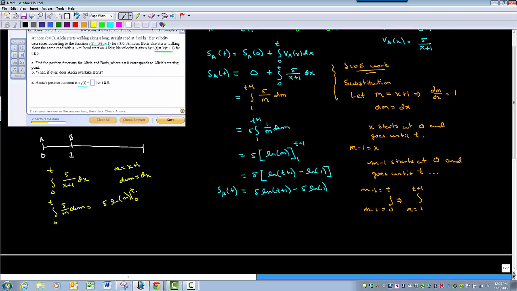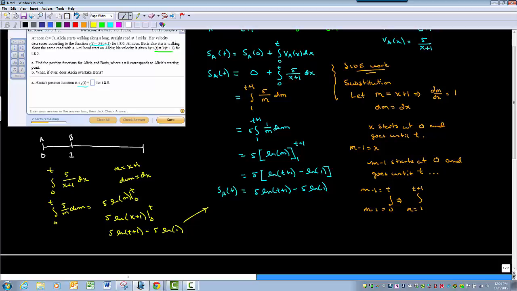For m, these guys right here are for x values, not for m values. So let's switch. We know what m was equal to. It was x plus 1. So that'll be 5 times the natural log of x plus 1 evaluated between 0 and t. Now when I do that, I get 5 times the natural log of t plus 1 minus 5 times the natural log of 0 plus 1, which is 1. And so it gives you the same value over here.